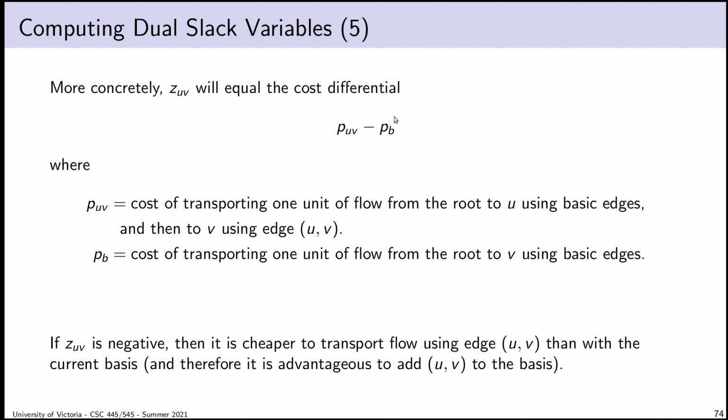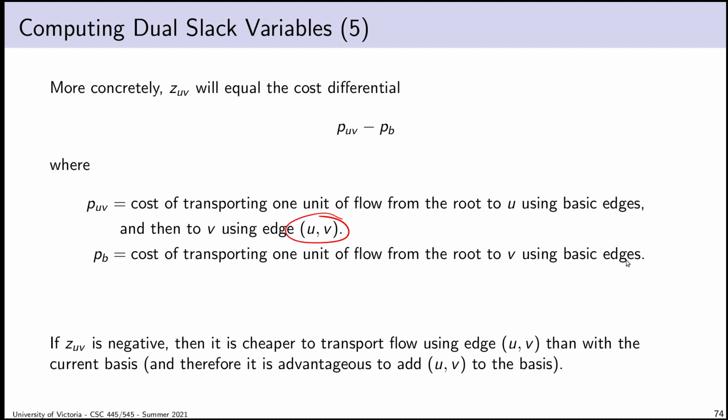Now, this is, when I say more concretely, this is just made up notation. Don't worry about ever using this notation again. I just want some way of writing it down concretely. We're never going to use these p variables I'm defining here. I just wanted some way of writing this out as an equation. So the value of Z is going to equal the cost of transporting one unit of flow to vertex U and then on to V using the non-basic edge UV, minus the cost of transporting one unit of flow from the root to V the normal way using the basis.